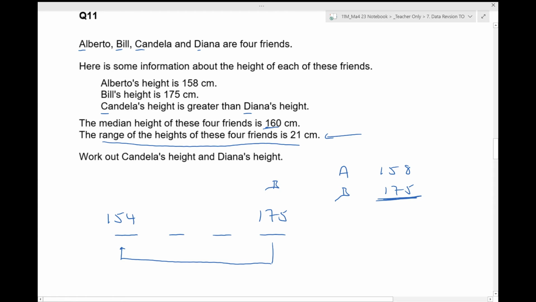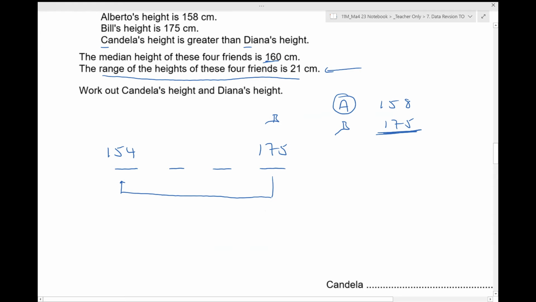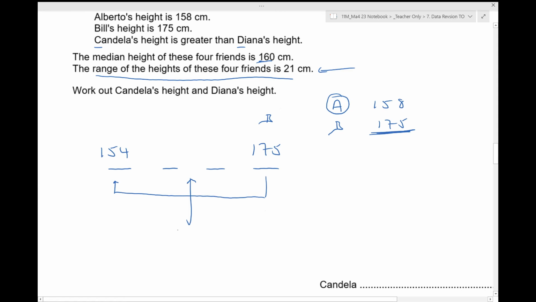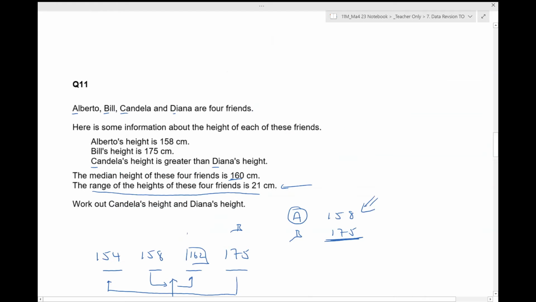Right, now I've got the person beginning with A, Alberto, to fit in here somewhere, haven't I? And I also know that the median is 160. So 160 has to appear here, which means, incidentally, that Alberto, who's 158, must be here to the left of 160. Now, 160 is in between 158 and something. It's a jump of 2 from 158 to 160, so another jump of 2 gives me 162 here. Well, that might work. Let's have a look.